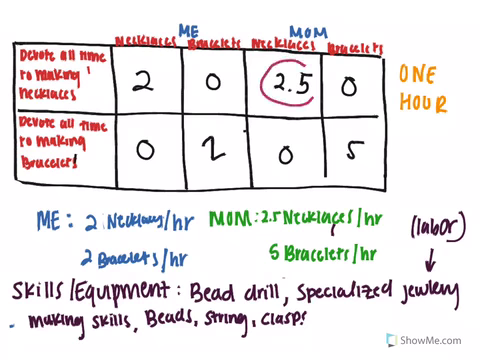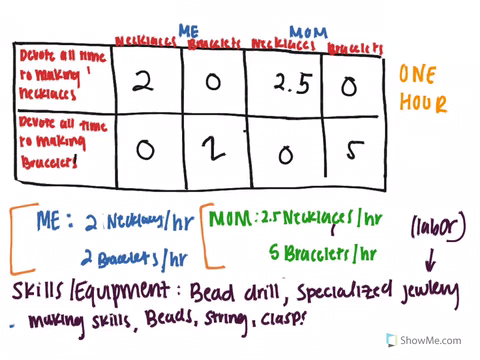make 2.5 necklaces. Now looking down here, if I devoted all my time to making bracelets in 1 hour, I could again make only 2 bracelets. Yet if my mom devoted all of her time to making bracelets in 1 hour, she could make 5 bracelets. So as we can see down here, I have all of the goods I can produce in 1 hour and all of the goods my mom can produce in 1 hour.